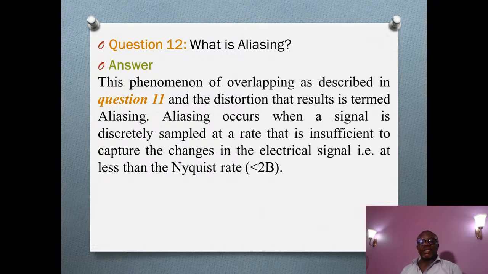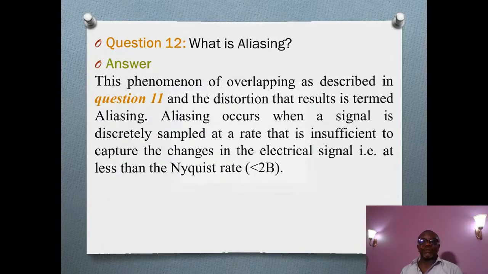Aliasing occurs when a signal is discretely sampled at a rate that is insufficient to capture the changes in electrical signals. That is, when we sample at a rate less than the Nyquist rate, which is 2B.